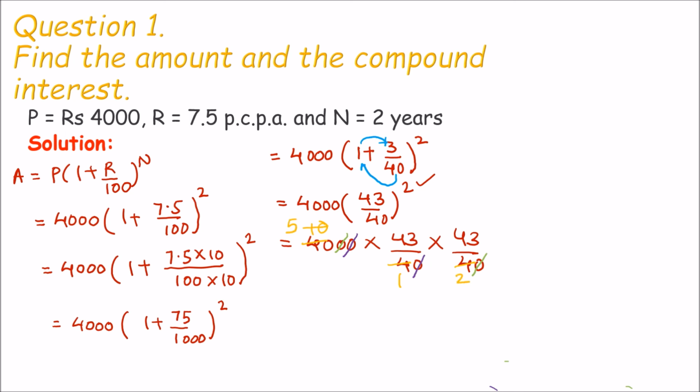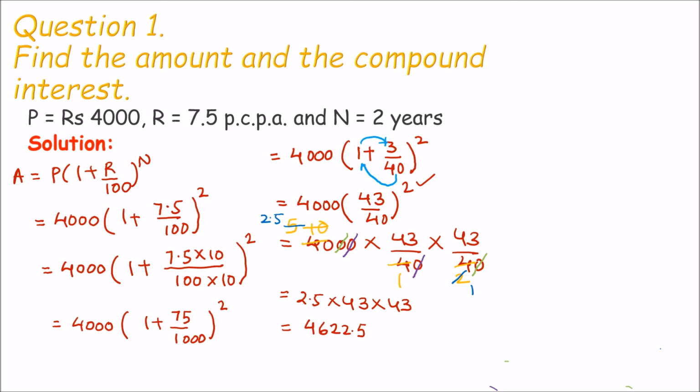Correct? Now we will divide 5 and 2. You can divide 5 by 2. So 2 ones are 2, and if we divide 5 by 2, we'll get 2.5. Now cancellation is done. So what will we get? We will get 2.5 into 43 into 43. Now we will multiply 2.5 into 43 into 43. So we will get 4622.5. So we got the amount.